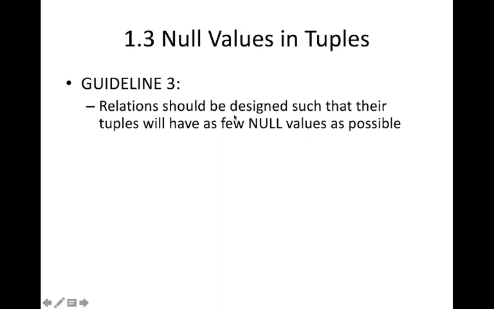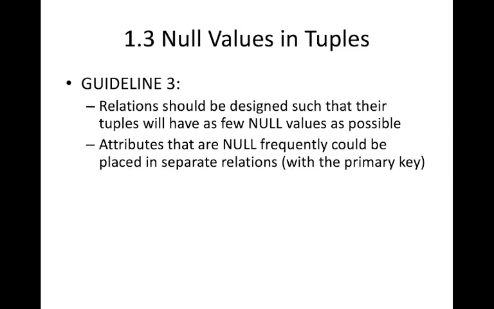Then next you will see null values in tuples, and guideline 3. Guideline 3: relations should be designed such that their tuples will have as few null values as possible. When we have many null values in a table, that means there is some problem. So we should reduce the number of null values in rows. Okay. Attributes that are null frequently could be placed in separate relations with the primary key. So if there are many null values in a particular table, we have to split it into two tables.